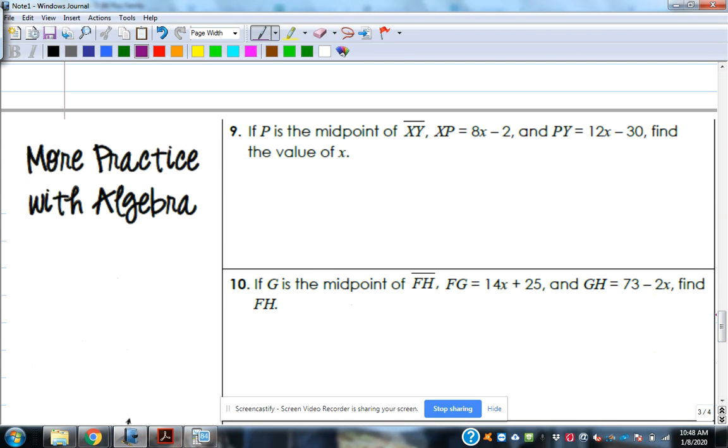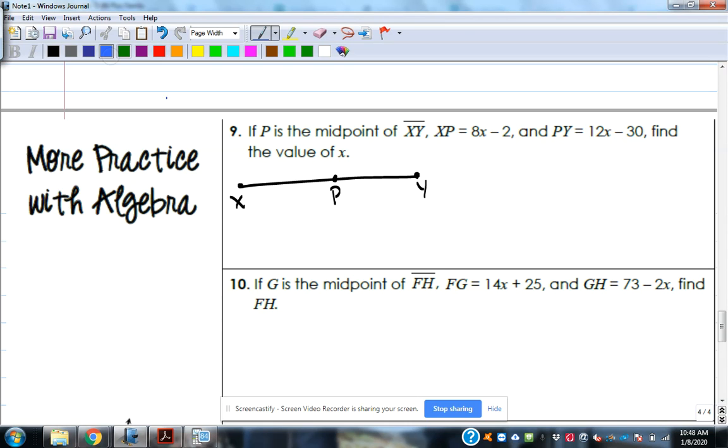It says P is the midpoint of segment XY, and XP is 8x minus 2. PY is 12x minus 30. Find the value of x. So a lot of times I like to draw a picture just so I can see what's happening. So I've got this segment XY, and it says P is the midpoint. So I'm going to put P right there in the middle.